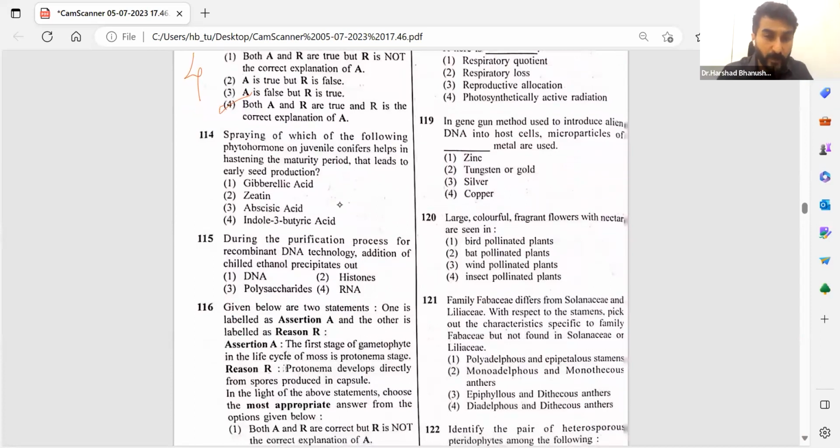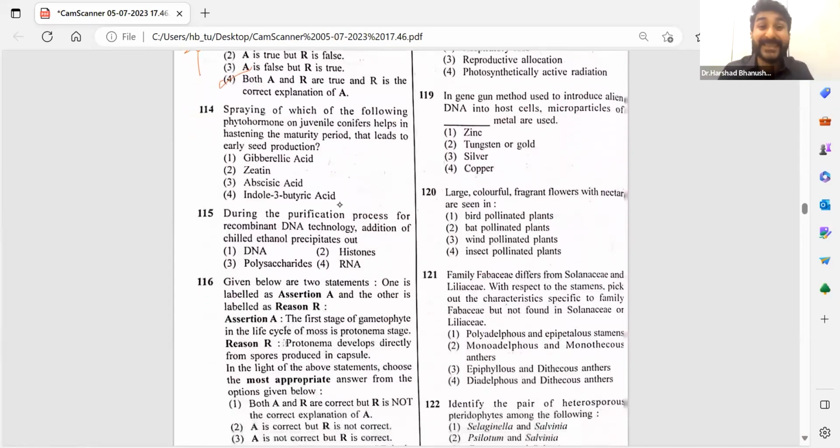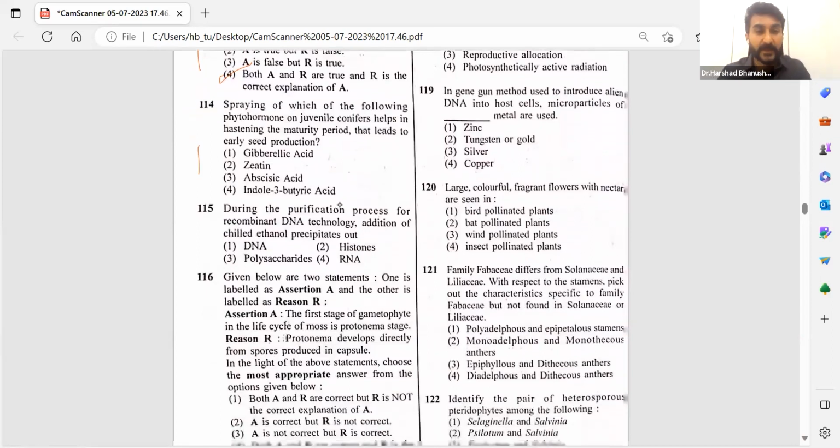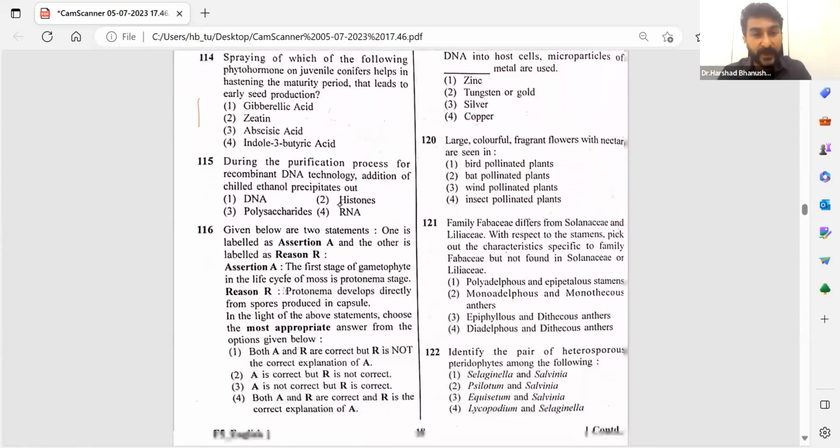Spraying of phytohormone on juvenile conifers. Hastening the maturity period of juvenile conifers is a function which has been given for gibberellins. So the answer would be gibberellic acid, that is GA, option number 1 in this case.